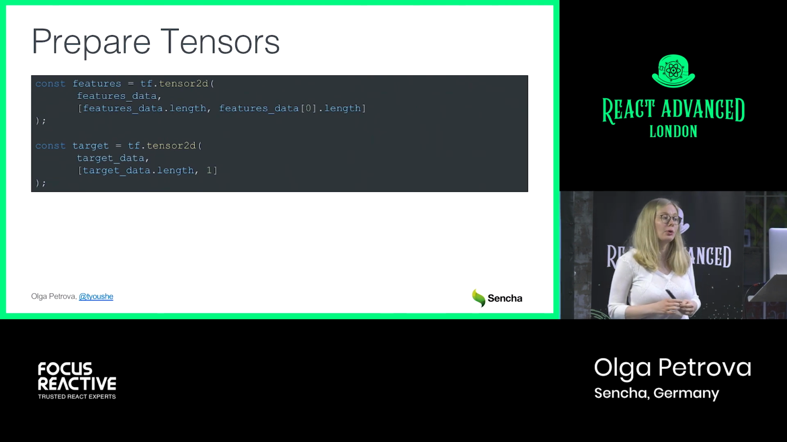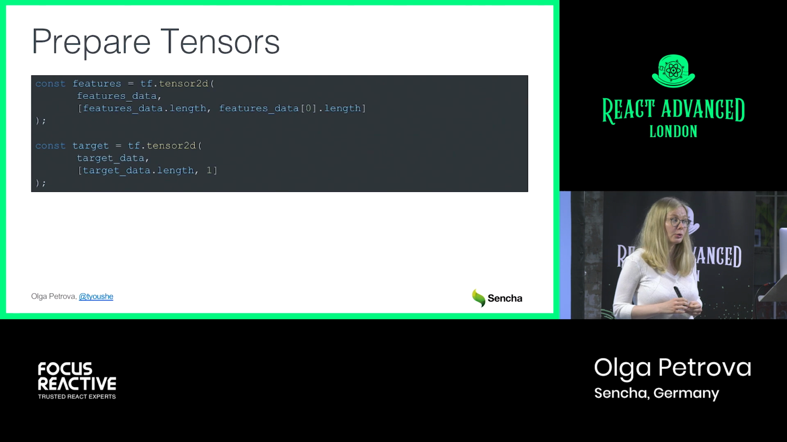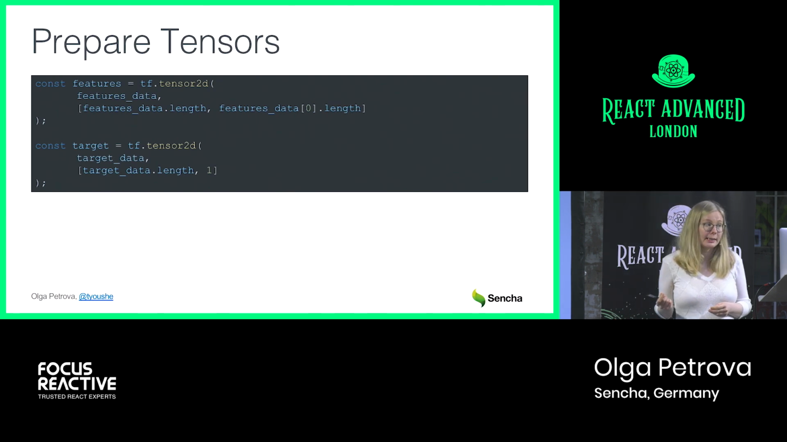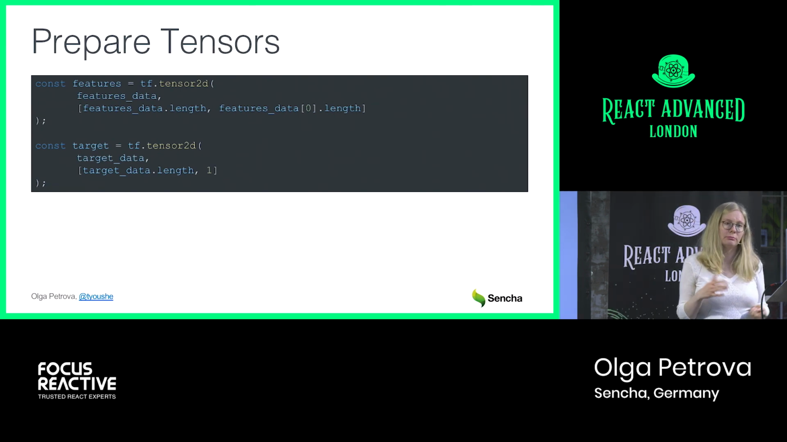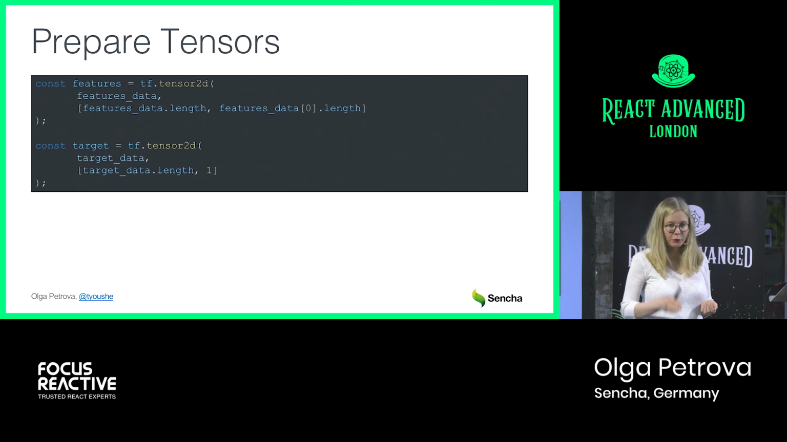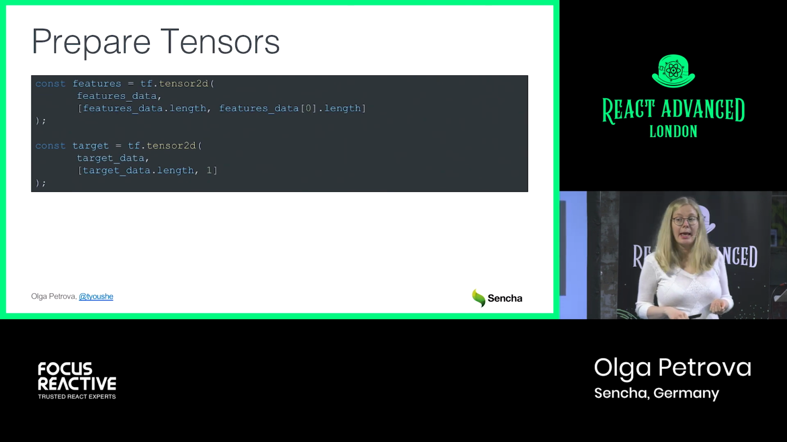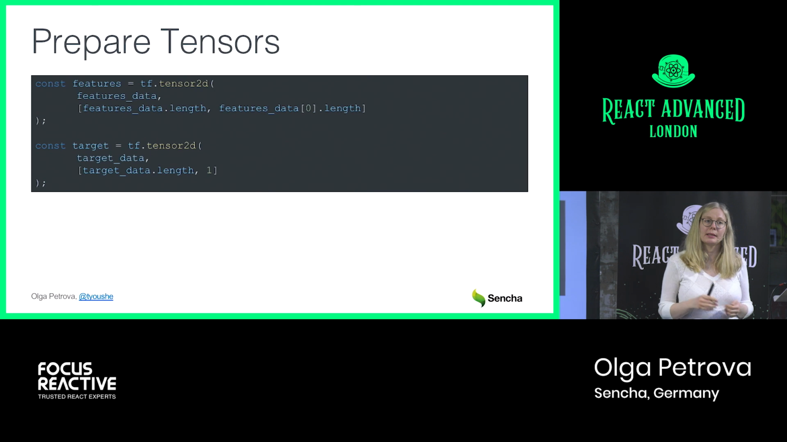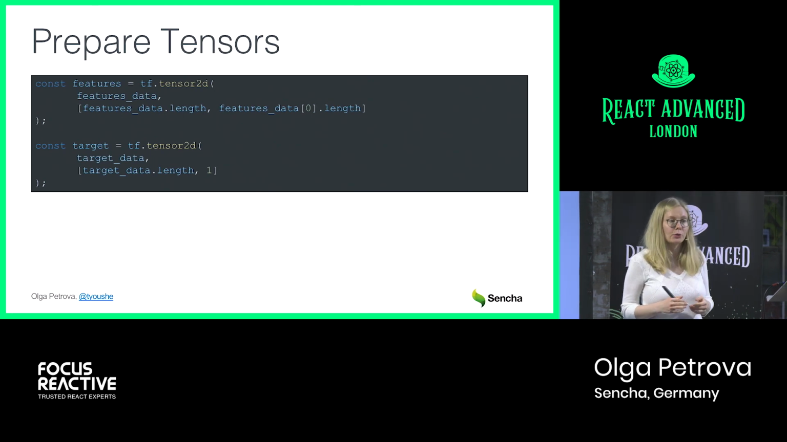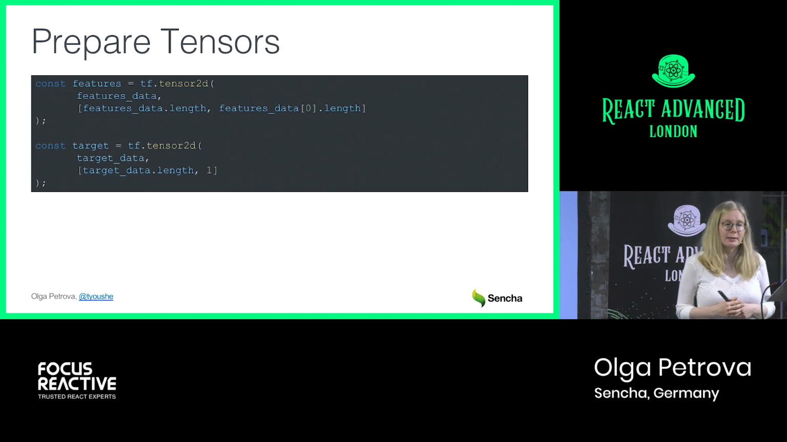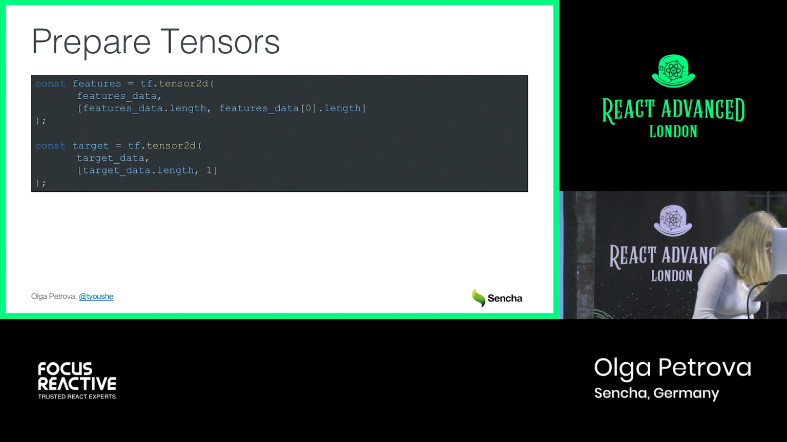So I use the tf.tensor2d function to create them and send my data and tensor shape as parameters. A 2D tensor, or two-dimensional array, is similar to a table. The count of rows is the count of games, and the count of columns in the first tensor, the feature tensor, is the count of features, and for the target tensor, it's one column.